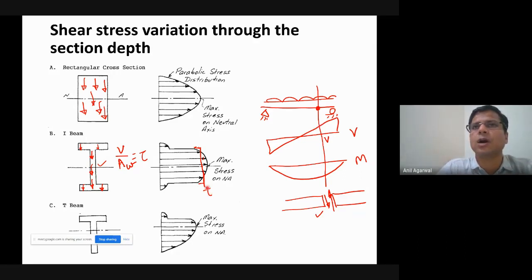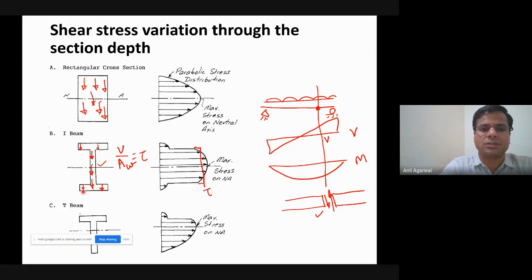If my tau is so high that it is almost equal to Fy by √3, that is the limit for yielding. In that case, I cannot take any additional contribution from the web for bending moment resistance, because the web has already yielded. Now it cannot offer any more resistance towards the bending moment. Correct? That means it cannot take any additional axial stresses. It has already yielded in shear.